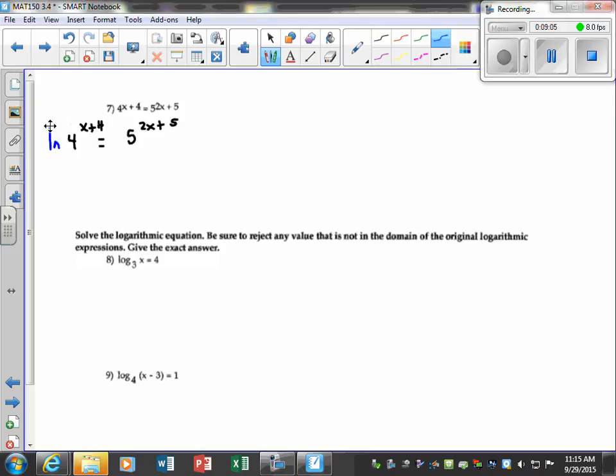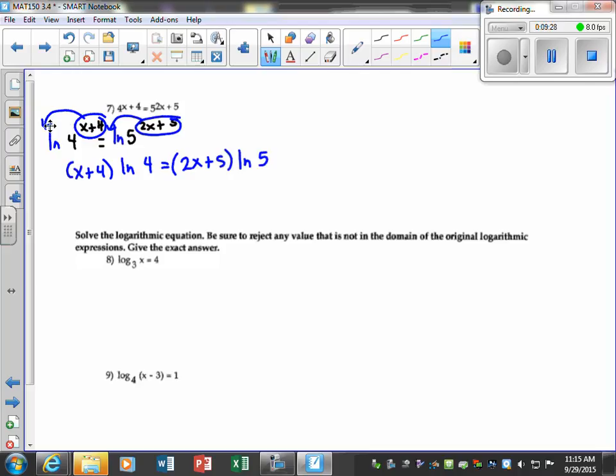Okay, so we take the natural log of both sides and then use this. So we get parenthesis x plus 4 times the natural log of 4, and then parenthesis 2x plus 5. Make sure you put that whole exponent in parentheses because they're binomials. Okay, and then here to solve this, we want to distribute this out. So we're going to get right there, that gives us x natural log of 4, and then this gives us 4 natural log of 4.